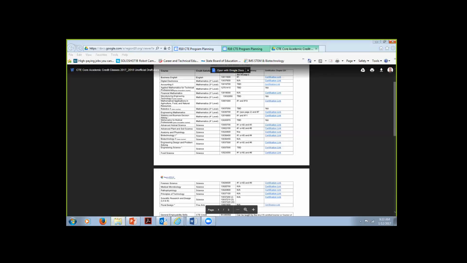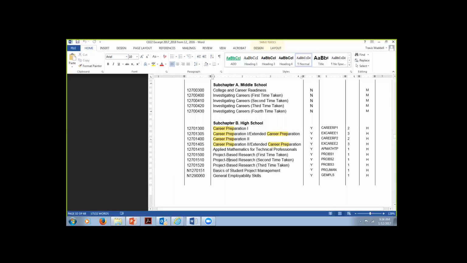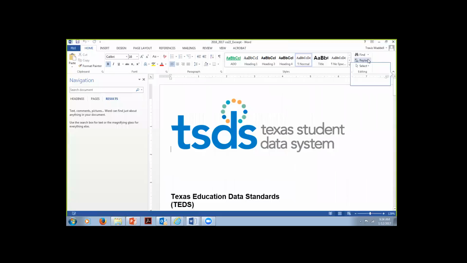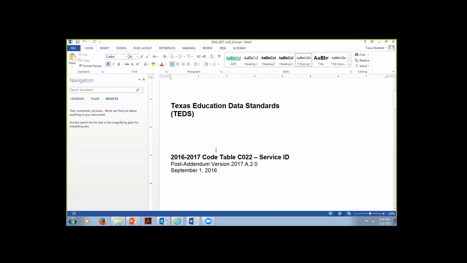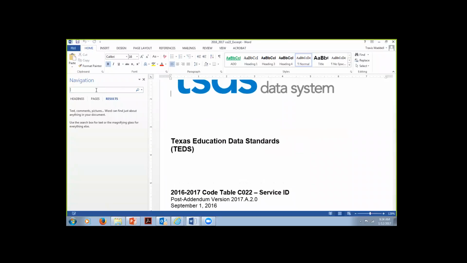Here we go. Let's see. Well, give me 1 second here. I want to pull up our 16-17 CO22 so I can utilize that one. I do apologize for the delay here. Let's see. Here we go. 2016 CO22. There we go. So this is the CO22 that applies for the 2016-2017 school year. And I'll use this as an example.